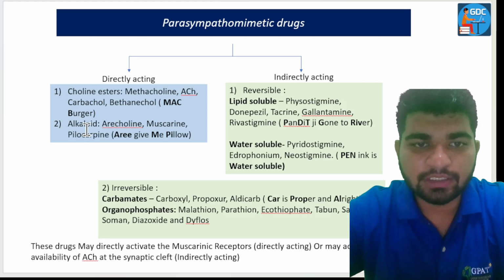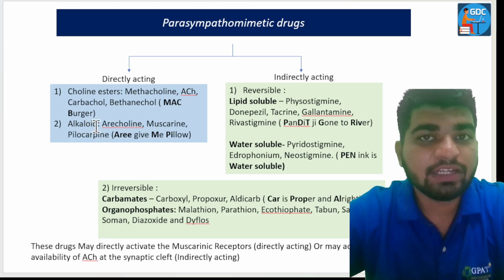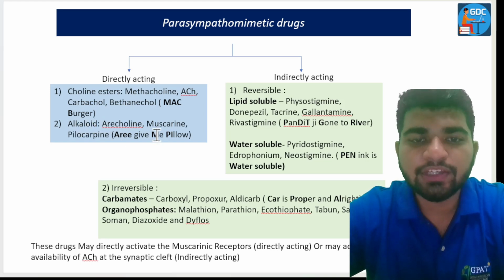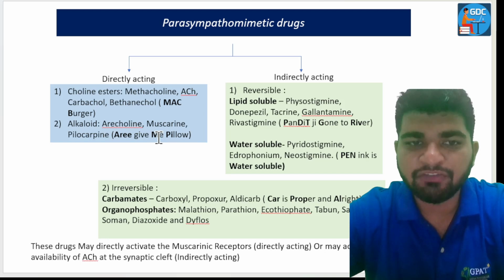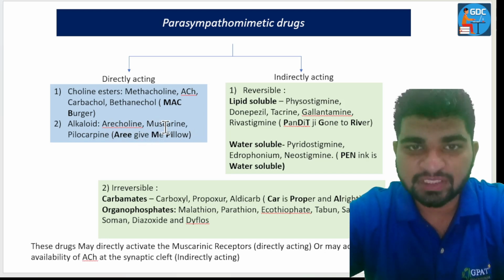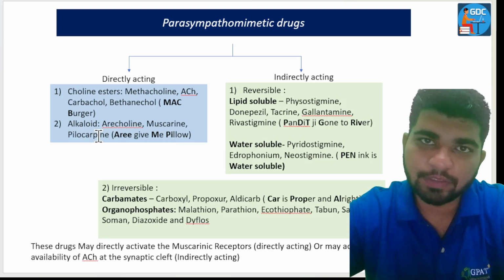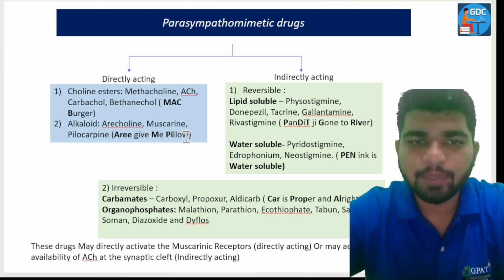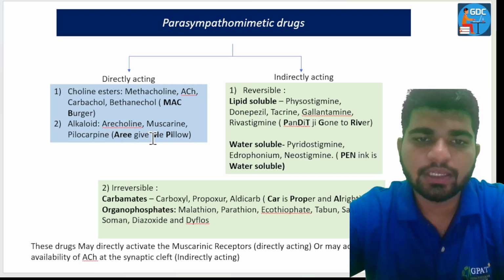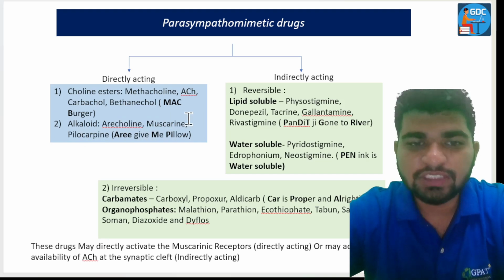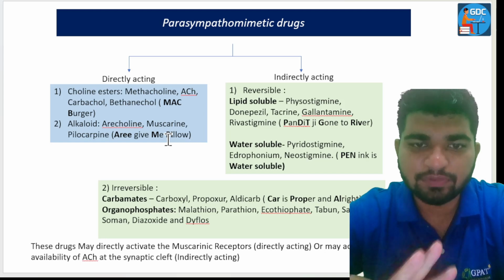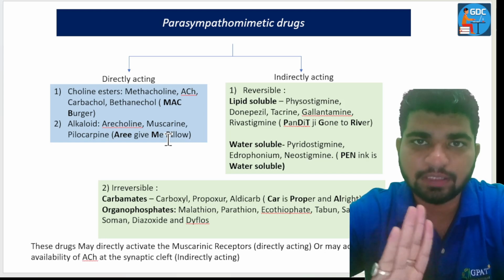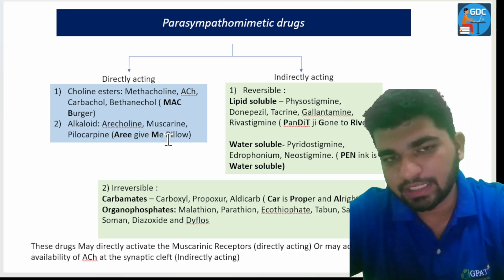The second one is alkaloid derivatives. Alkaloid derivatives can be learned through "Array give me pillow". Array for arecoline, me for muscarine, and pillow for pilocarpine. Is it very easy to remember? So, array give me pillow: arecoline, muscarine, pilocarpine. These are the directly acting drugs, acting directly on the nicotinic receptors or muscarinic receptors.